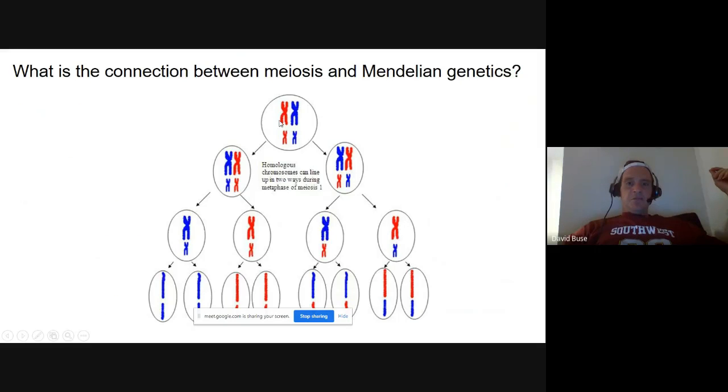So the connection between meiosis and genetics. I started you guys off with a little discussion on meiosis, and now we've gotten into genetics. The reason that Mendelian genetics works is because of the separation of homologous chromosomes. Here you can see the homologous chromosomes represented in red and blue, and these homologous chromosomes are separating into distinct cells. And because they separate into distinct cells in that way, this makes our Punnett squares work.